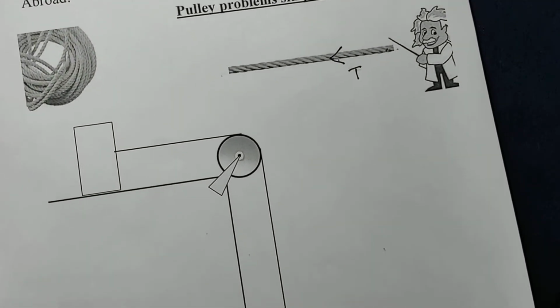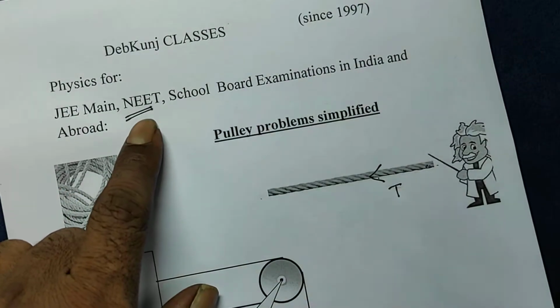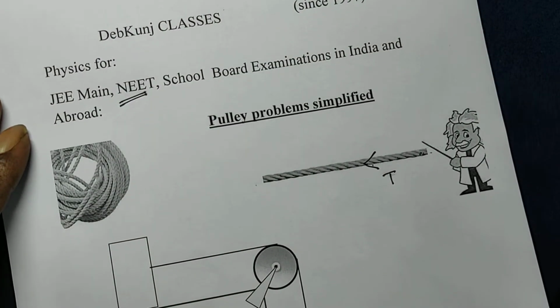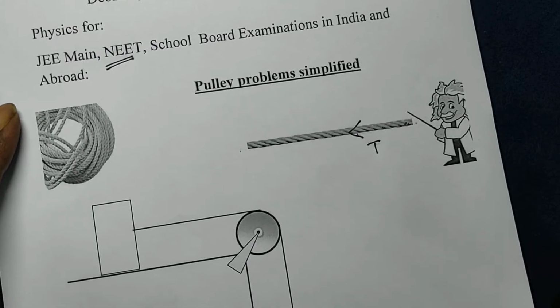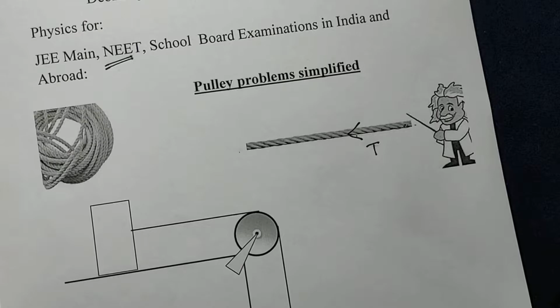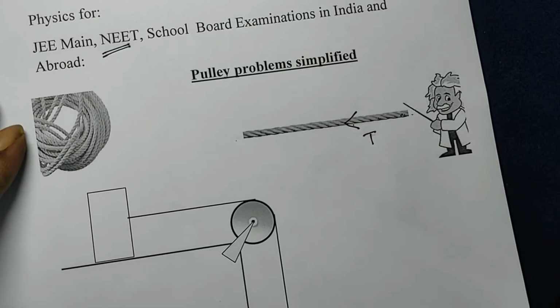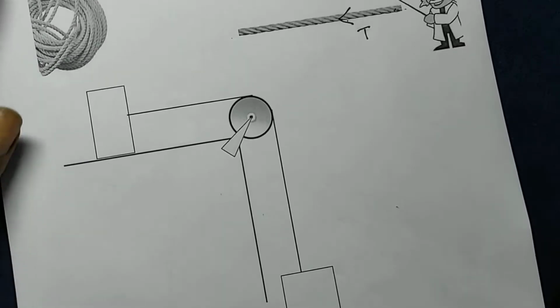Now look at the problem. Normally in a NEET examination, which is a competitive examination for admission to different medical colleges in India, including AIIMS, normally they don't ask questions where the mass of the pulley is to be considered and the mass of the string is to be considered. It is never asked like this. So now let me straightaway go back to the problem.